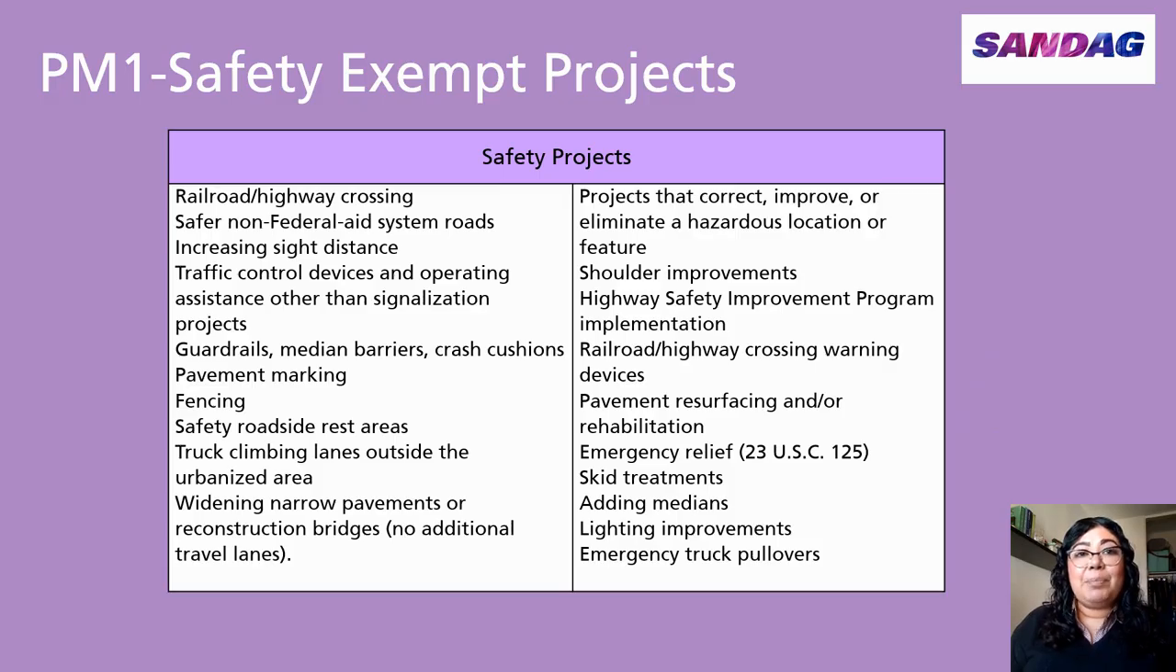Here are some examples of safety-exempt projects, such as railroad highway crossings, safer non-federal aid system roads, increasing sight distance, traffic control devices and operating assistance other than signalization projects. The list goes on. As you can see, there are different examples for projects. The full list is available in the Project Information section of the TIP Programming tab in Project Track.